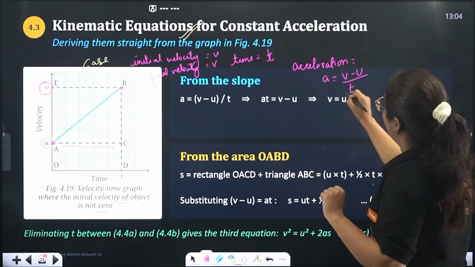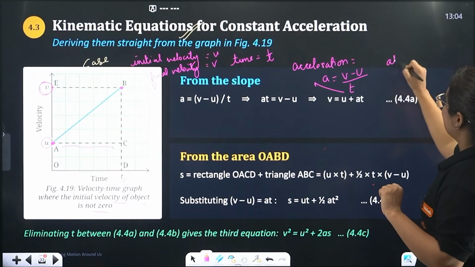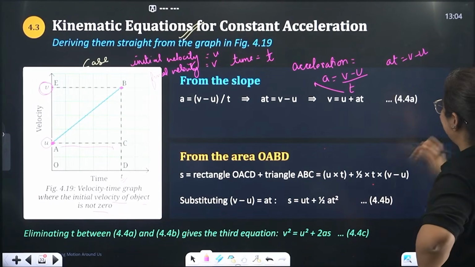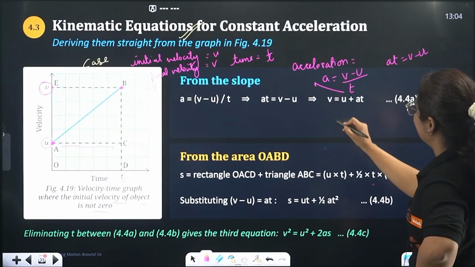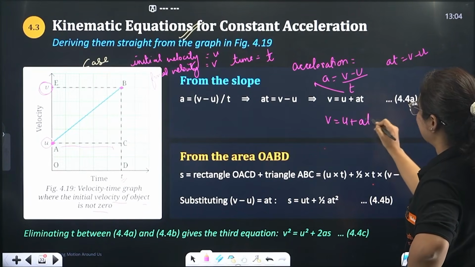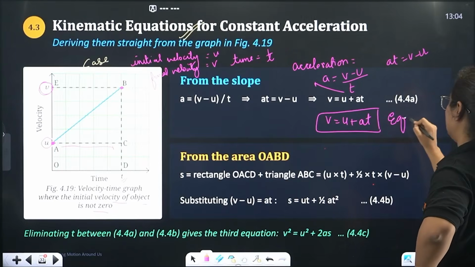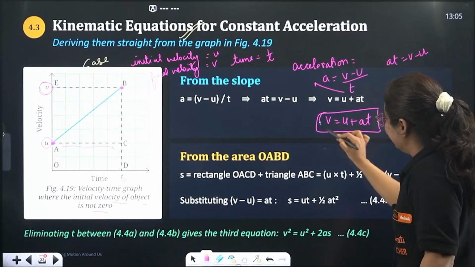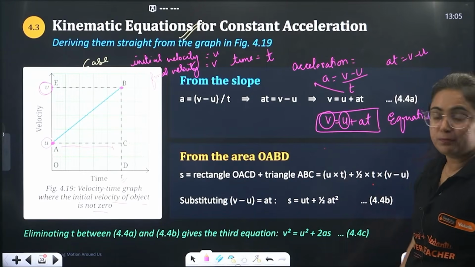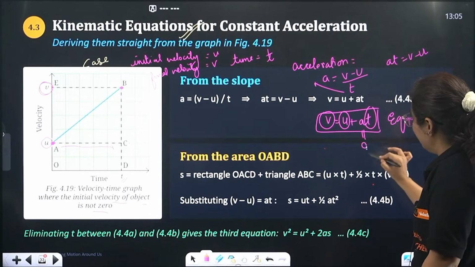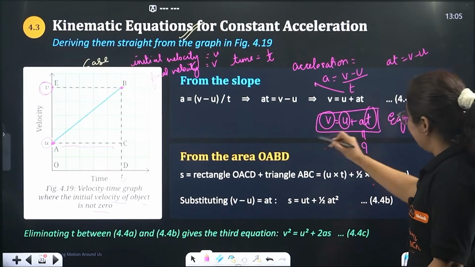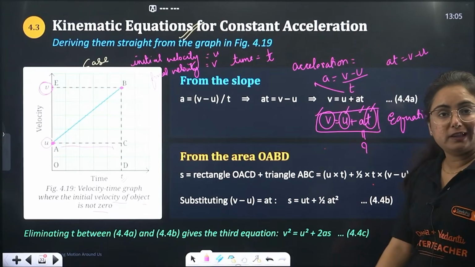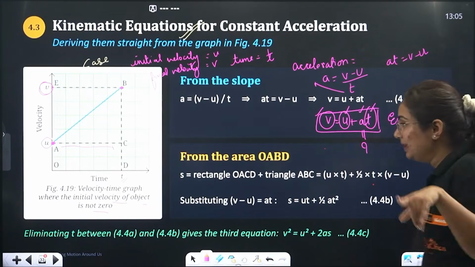Can we move this t here, and it can be written as at equals v minus u? Can you write it as, when u reaches here, it will be v. v equals u plus at, and here is your equation number 1. Whenever in a question the final velocity, initial velocity and time are given, will you be able to find the acceleration? Yes. Whenever initial velocity, acceleration and time are given, can you find the final velocity? Yes.